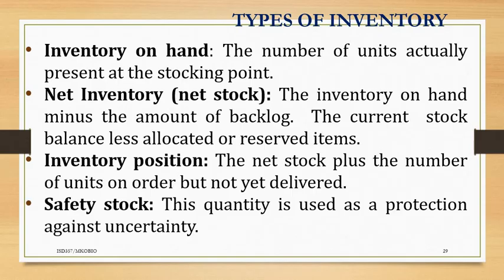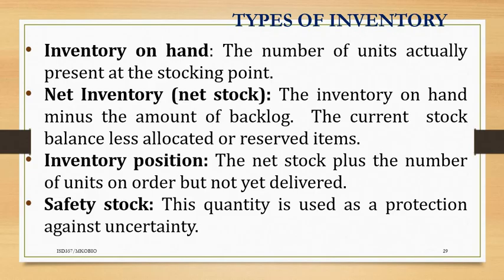So with the types of inventory, you have inventory on hand. That is the number of units actually present at the stocking point. So we're going to talk of inventory on hand, the number of units that you have at that particular point. So in case you're an organization or a business that produces maybe Sobolo, and then we ask you, what is your inventory on hand? What are the materials that you have on hand at that particular time? What are the materials that you have at that stocking point? Or you have maybe 1,000 bottles here, you have these things here, we call them what? Inventory on hand. Are we good?